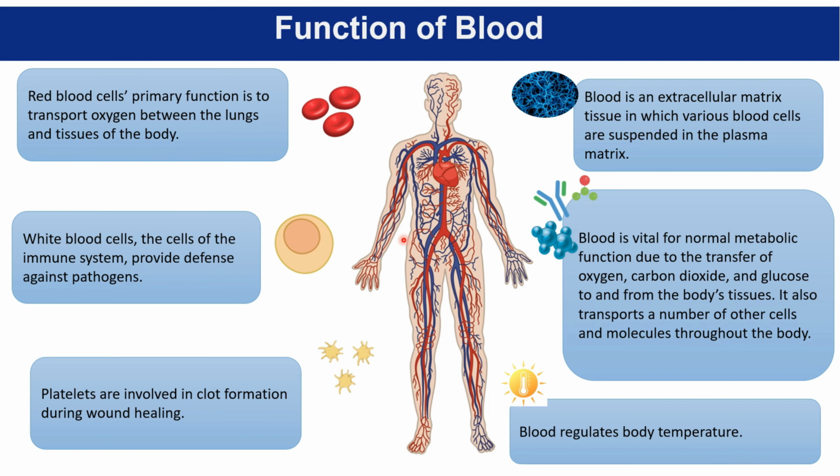Whenever there is bleeding due to some injury or cut, it is the platelets which actually help in clotting of the blood. The blood also acts as an external matrix in which the different blood cells are suspended. The blood is very important for any metabolic function in our body because it transports a lot of molecules or substances. It transports oxygen, carbon dioxide, glucose, antibodies, and hormones, many different things it transports.